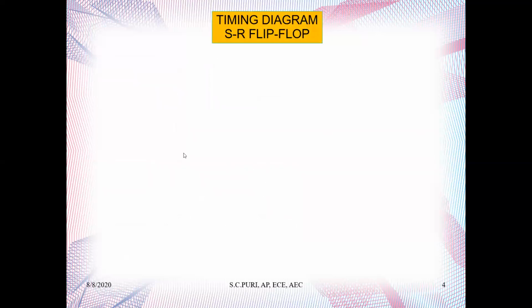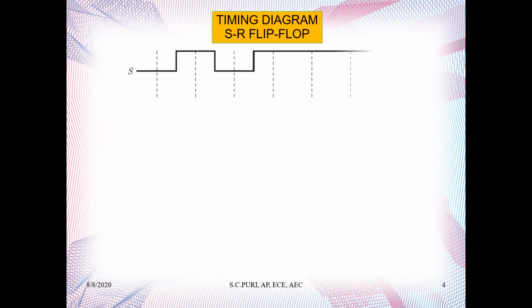Now let us try to analyze the output of the SR flip-flop with the help of a timing diagram. Now we know timing diagram means what? Timing diagram means the response of the flip-flop with every clock. So as you can see here, suppose I gave S input like this. It was 0, then it goes to 1, and for this finite time interval it is 1, then again it goes back to 0.